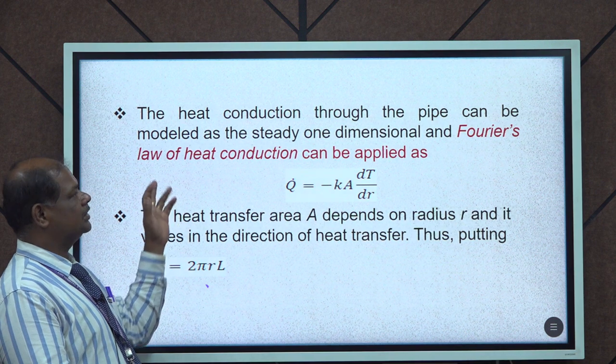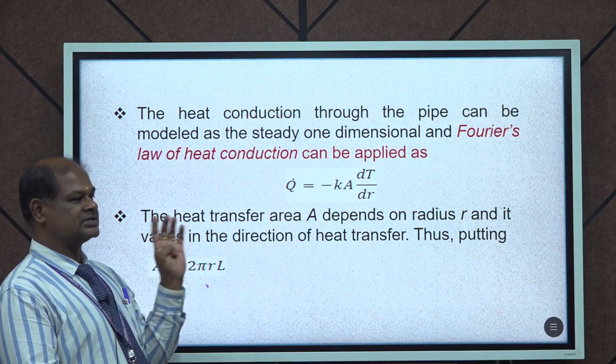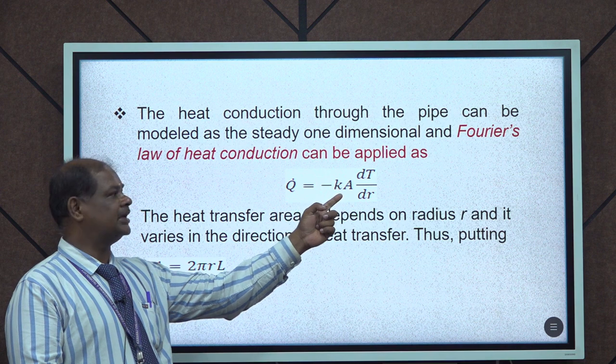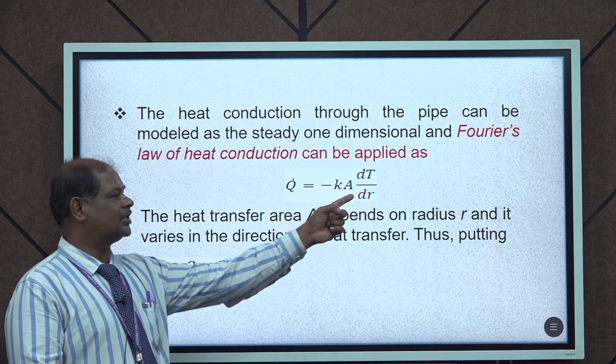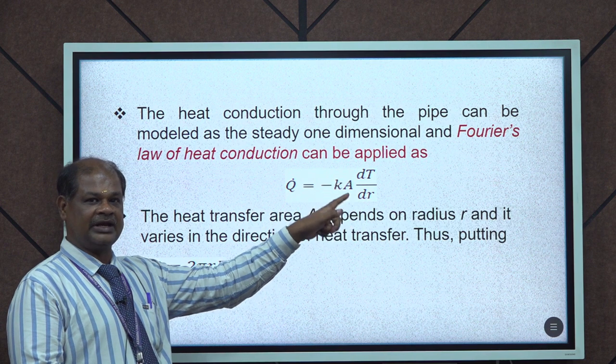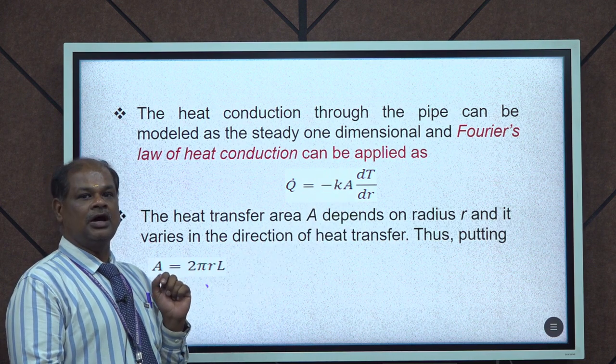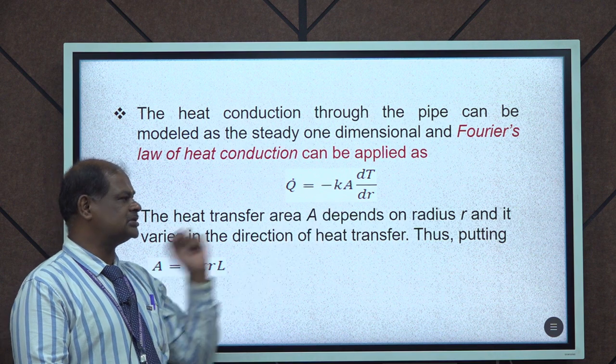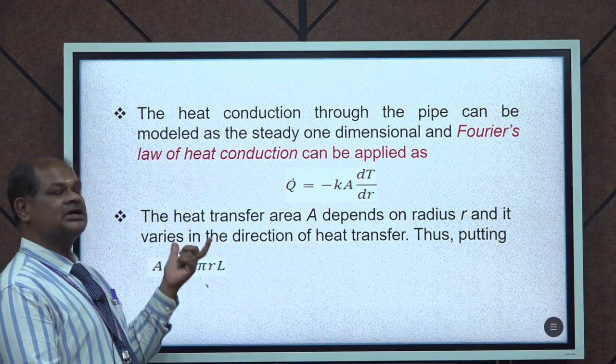So we already know the law of heat conduction by Fourier's law: Q is equal to minus K A into dT by dr. Here we can put dr instead of dx, where r is the radius of the hollow cylinder.